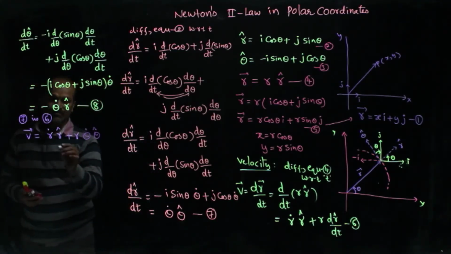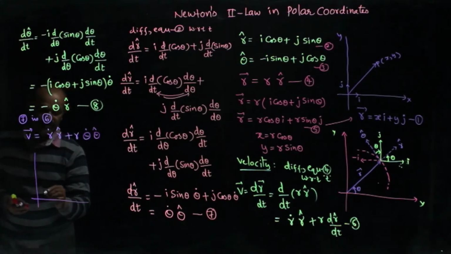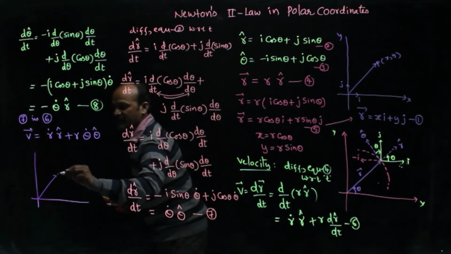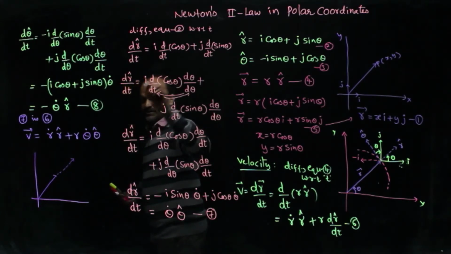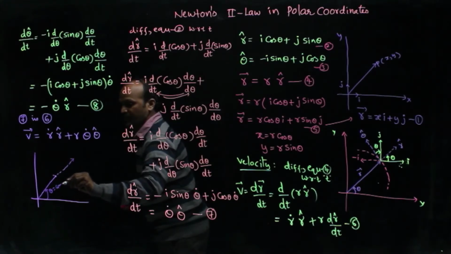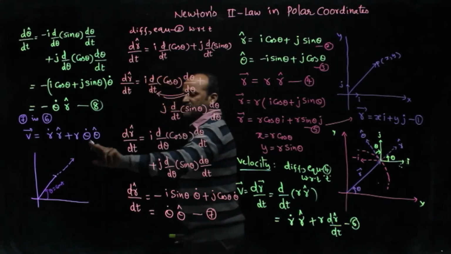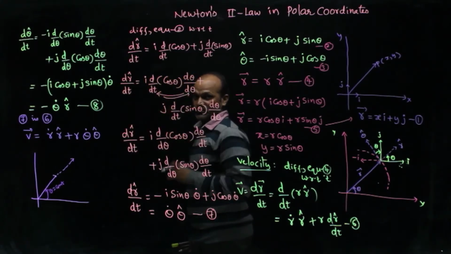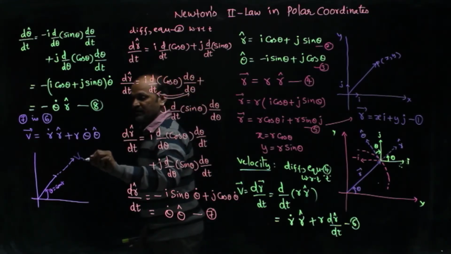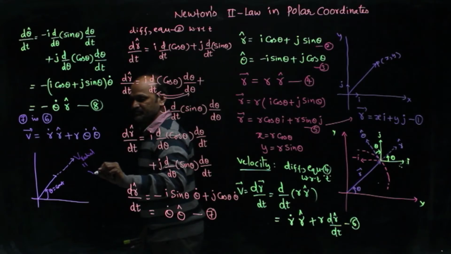See, in this, let me draw the diagram over here. This part represents when a particle is traveling along the radial direction, keeping theta constant. Then this becomes 0, because if theta is constant, theta dot, d theta by dt, becomes 0. So the only remaining thing is r dot r cap. So this is called V radial. So V radial is equal to r dot r cap.